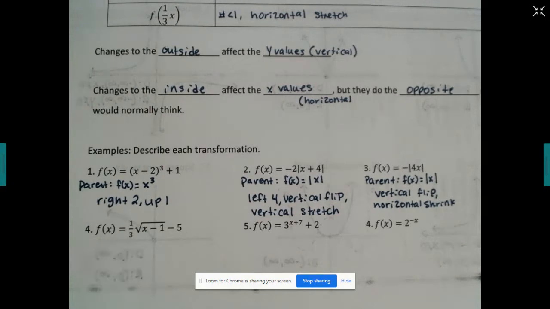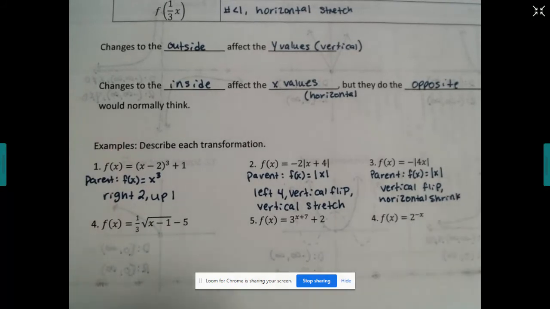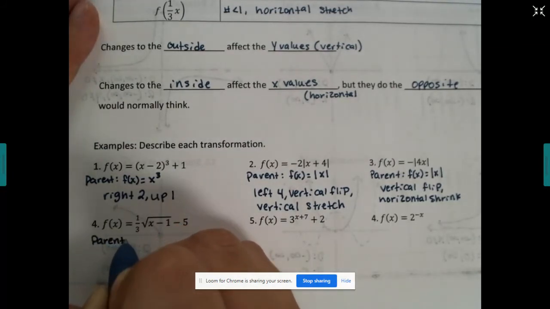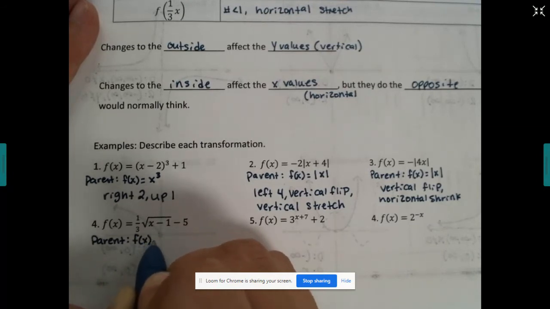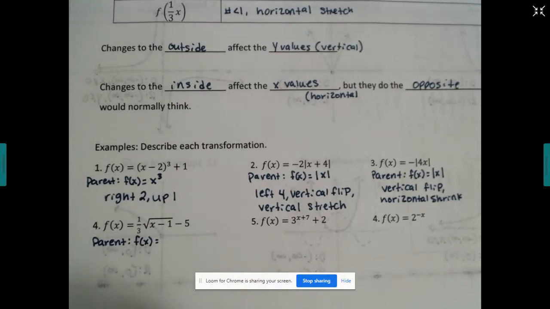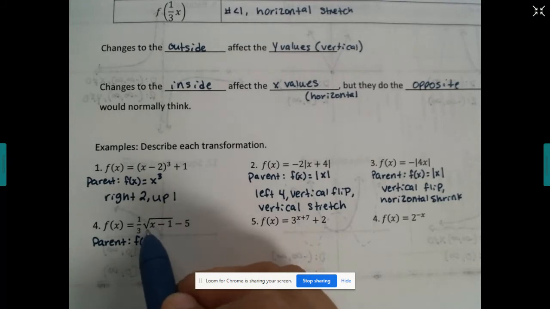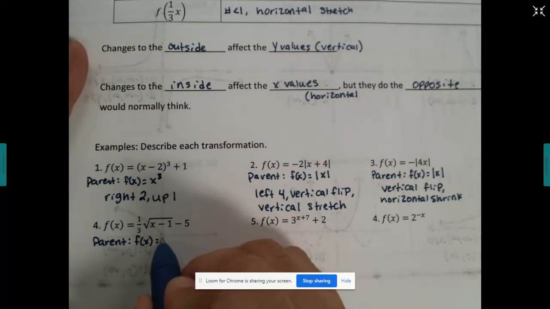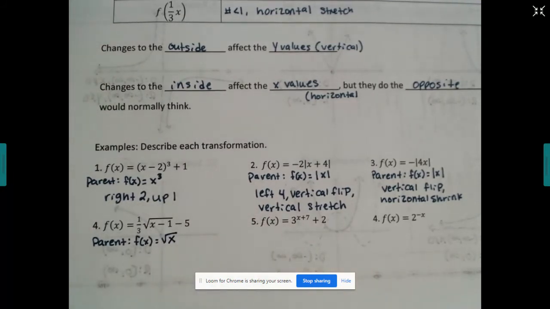Y'all remember doing this before? Yes. Okay. So 4, again, we want to find the parent function. We take away the 1/3, we take away the 1 and the 5, and what do we have left? Anybody? Any guesses? What's it called when you got something over top this little thingy right here? Yeah. So our parent function is the square root of x.